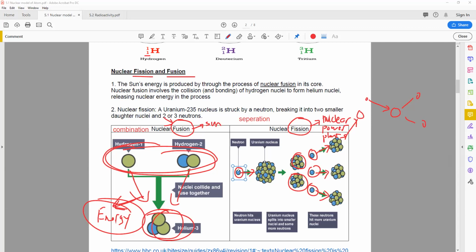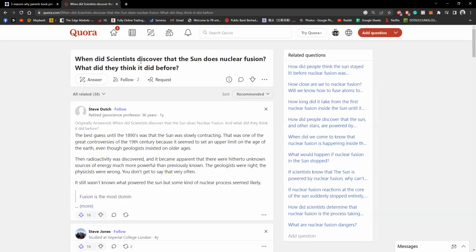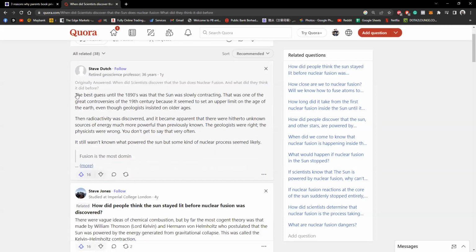What is nuclear fusion? How else? Obviously through observation, but now let me have a look on Google and see what is the real reasoning. When did the scientists discover the sun does nuclear fusion, and how did they think it worked? The best guess until now was a slowly contracting sun.